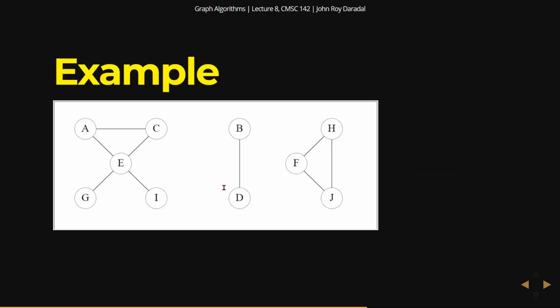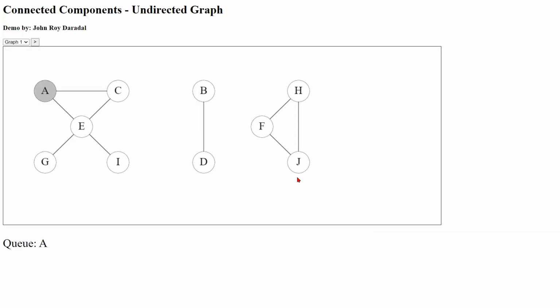Okay, so let's see a simple example of how BFS would uncover the connected components of this graph. That's this graph. We'll start our queue at A and then run BFS starting at A. So A will uncover E and C, right?